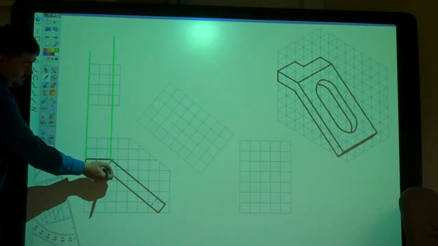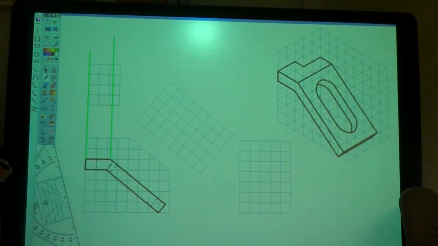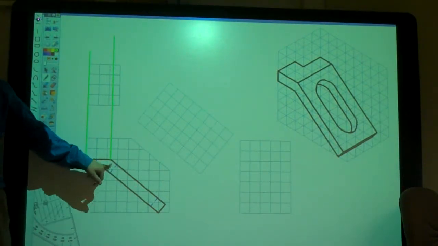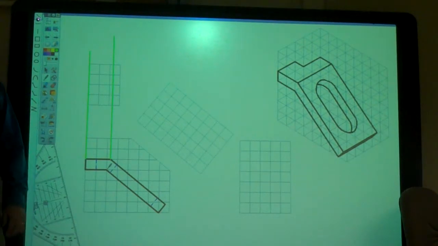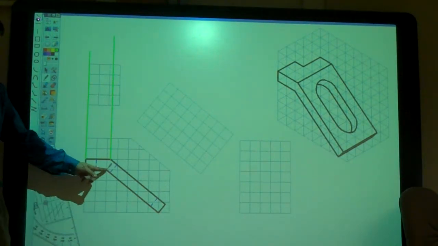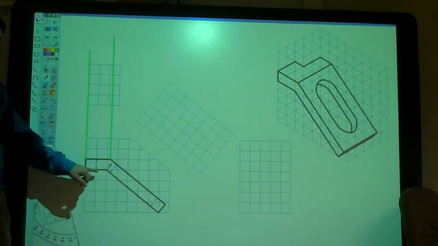Why aren't these two corners lined up vertically? Because that's where the bend is. That's where it's changing. So what do you know because of that? And then there's somewhat of an angle. Yep, you have the angle. Yeah. So what else do we know about it?